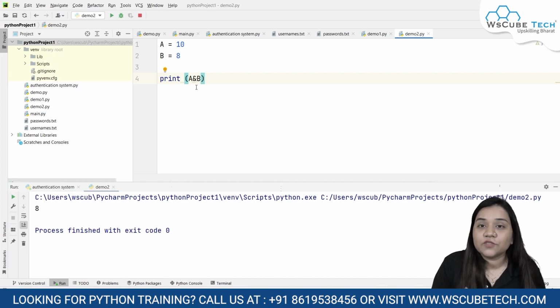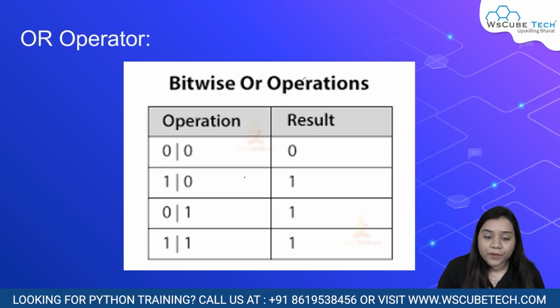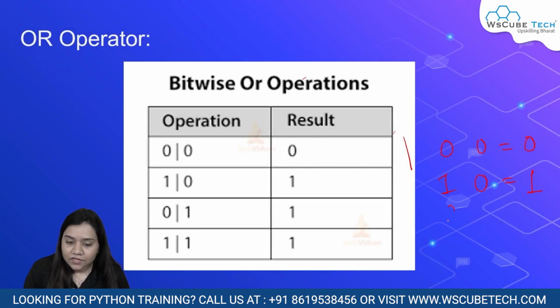Okay, now let's move ahead to our next operator, that is the OR operator. Let's see what the OR operator does. So guys, the OR operator is represented by a straight line, a vertical bar. Here the OR operator says that whenever there is a 0 and 0, it gives us 0. Whenever there is 1 and 0, it gives us 1. Whenever there is 0 and 1, it also gives us 1.